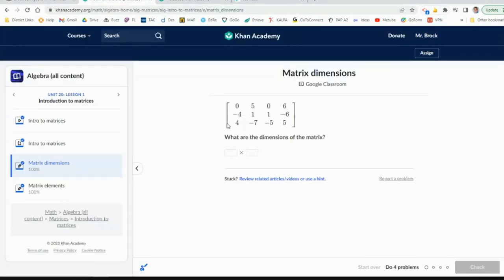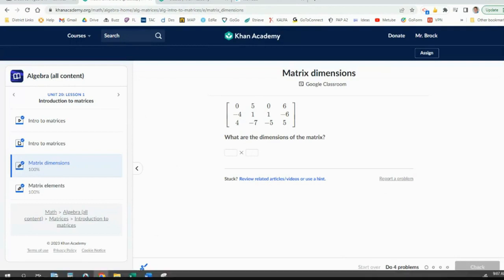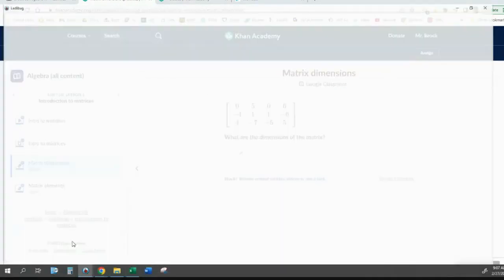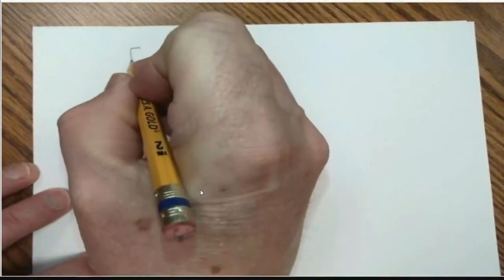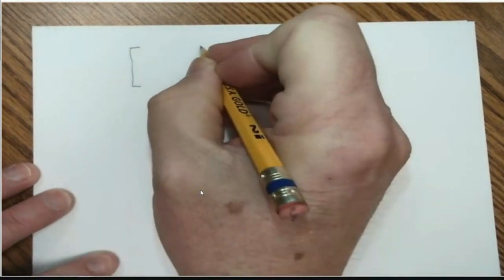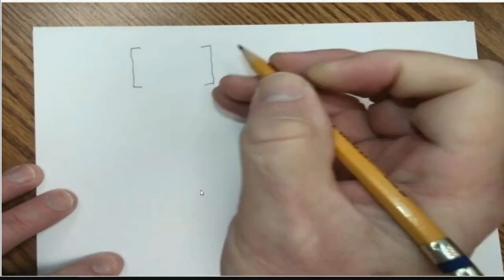So let's talk about matrices just briefly here. Since you have other videos and lessons to go through, I don't want to take a lot of your time in class, but I do want to talk about what you're going to learn this week. It talks about matrices, and a matrix is just an array of numbers arranged in this fashion.